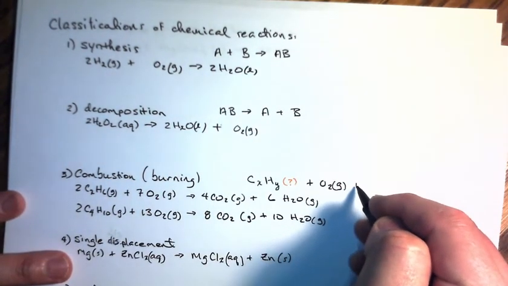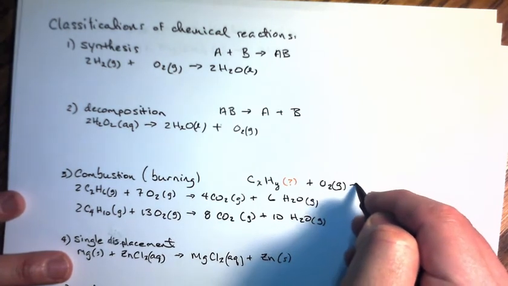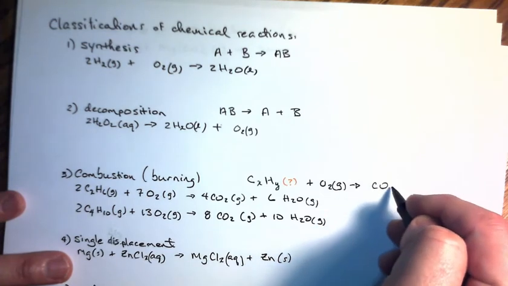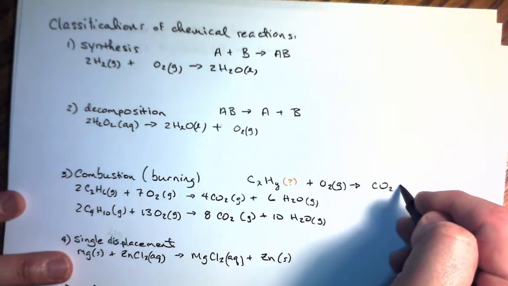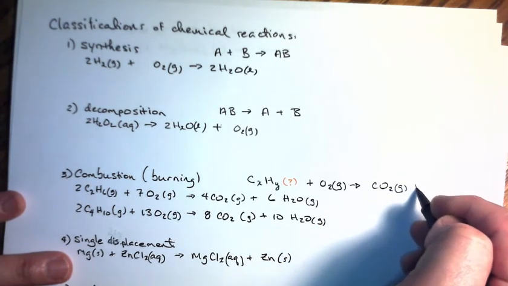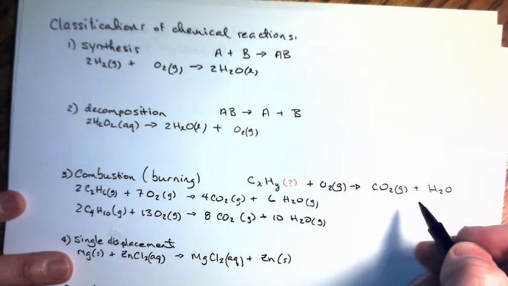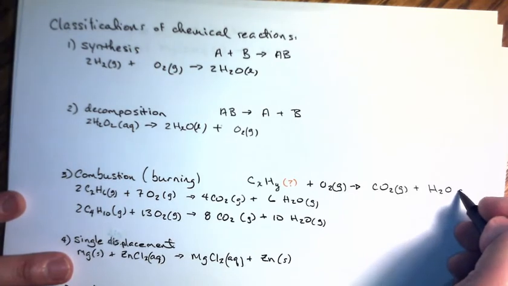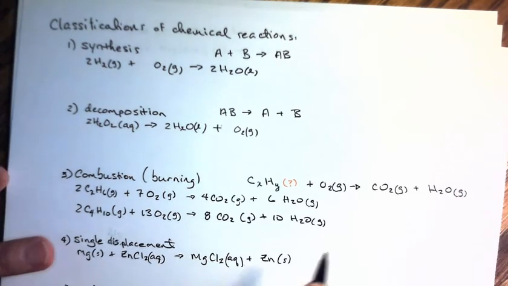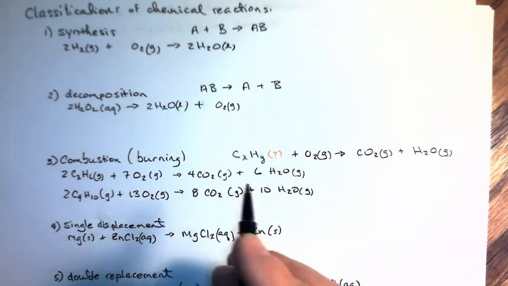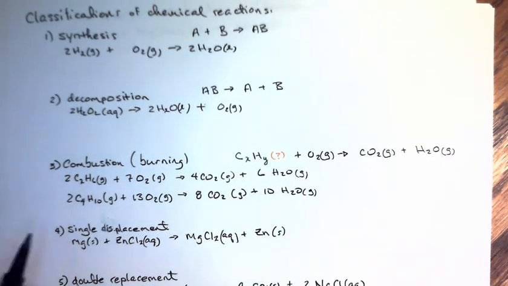And we're always producing the same products every time. Every time we're going to have CO2 that's going to be a gas, and we're going to have water. Because of the heat of a combustion reaction, the water is also going to be a gas. So that's our general form. That looks pretty specific, but for combustion reactions, we're always going to have that stuff.